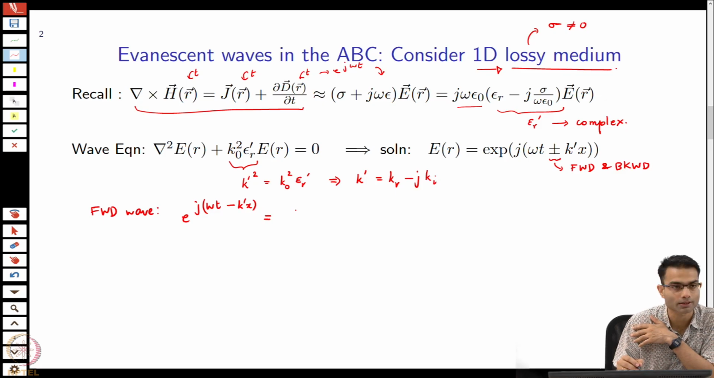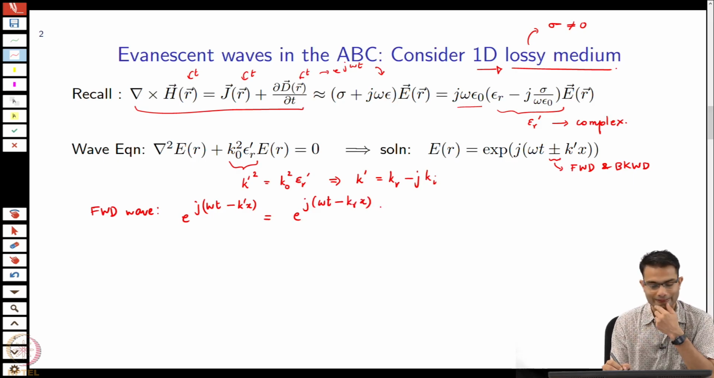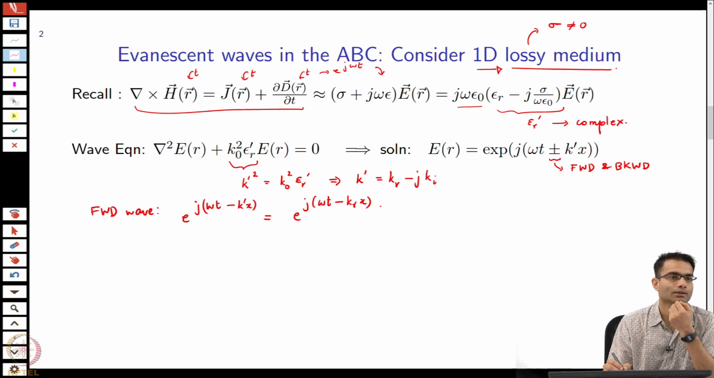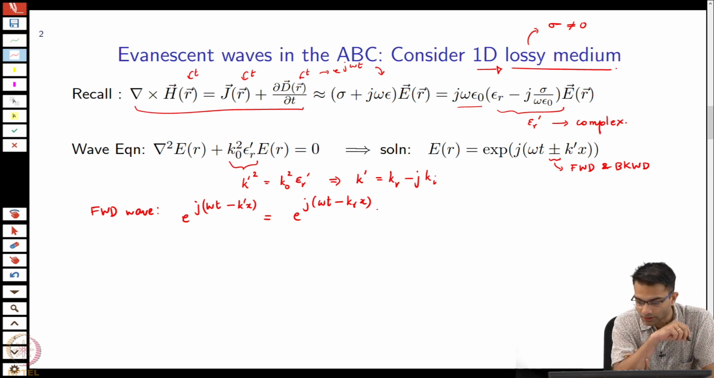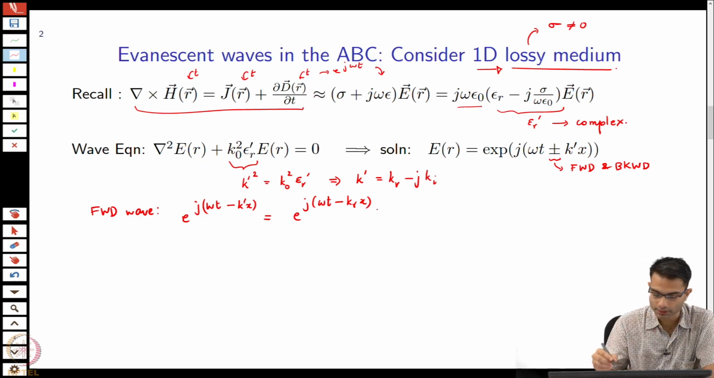Now, let us expand that in terms of real and imaginary parts. So, I am going to get e to the j omega t minus k r x, and then what happens next? Minus into, yeah. So, what is that going to be? Should be plus or minus. So, minus j into j is going to give me a plus 1, right.